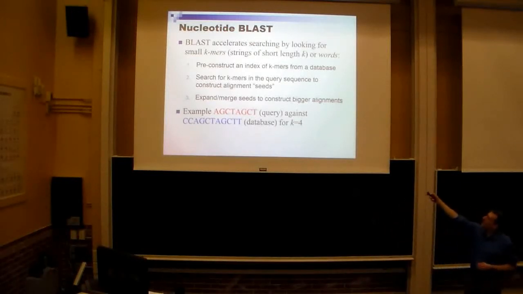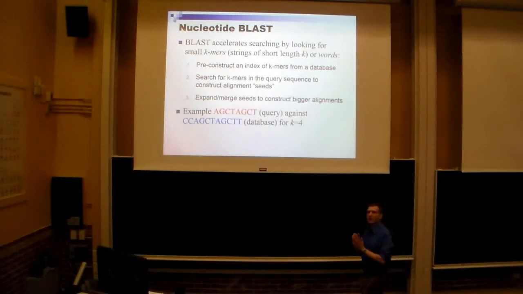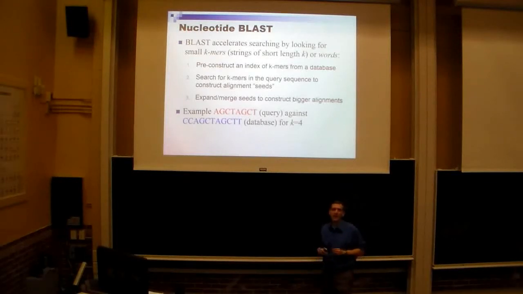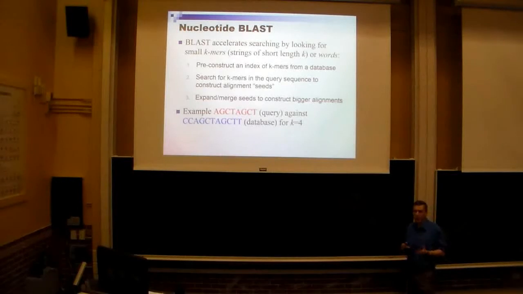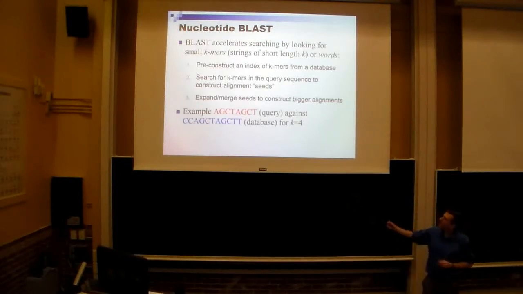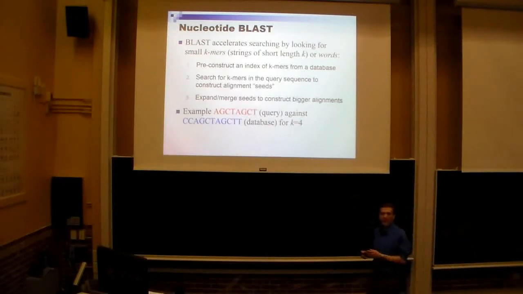So the basic idea behind BLAST is to use small sequences known as k-mers or words, and a k-mer just means a string of k nucleotides or k amino acids. So a 4-mer would be 4 nucleotides in a row, a 10-mer would be 10 in a row, and so forth. And what BLAST does is construct an index of all the k-mers in your database. So it runs through your database and tries to find, from all your sequences, all the strings of whatever length k you're looking at. And it uses those to search for short alignments.